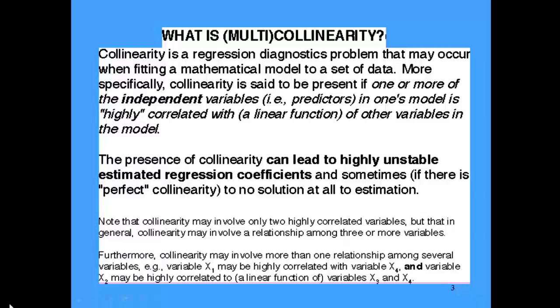But the statement I said was that collinearity may involve a relationship among three or more variables. So it's possible that two variables are not necessarily highly correlated with each other, but together they strongly predict a third one. So it's not just a single correlation between two variables that might cause a problem. It may mean that there's a three-variable collinearity problem. And if you just look at a correlation matrix, you're not necessarily going to find that, because the correlation matrix only looks at pairwise relationships between two variables.